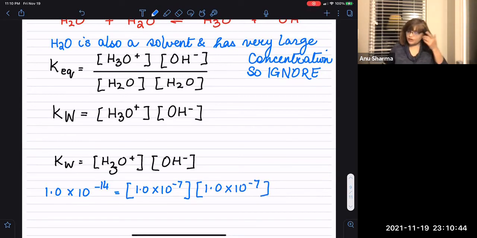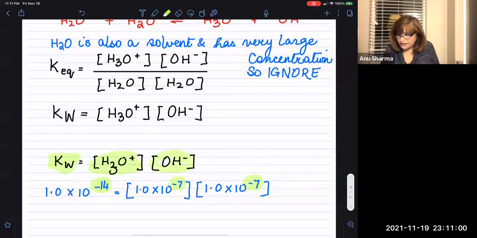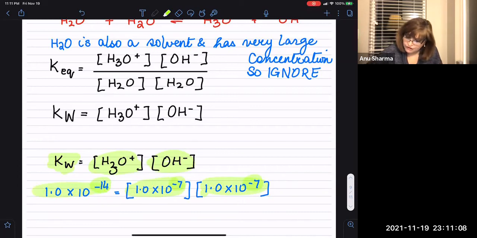Okay, so what we see here is that -7 and -7 multiply, but the powers are added, so it becomes -14. That's the value of Kw. The concentration of the hydronium ion and the OH ion is the same, 10 to the power negative 7 and 10 to the power negative 7, which all add up to 10 to the power negative 14.